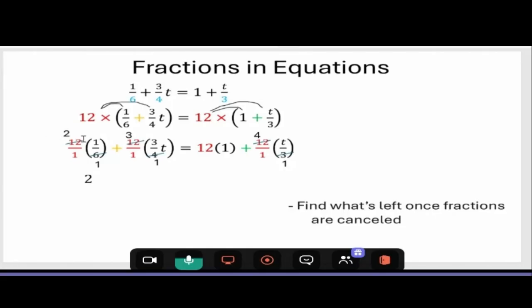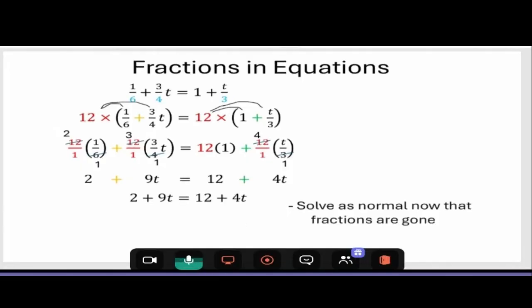Now let's clean up the mess and see what we've got. In the first term, just 2 times 1, and as we expected, all the bottoms are gone. In the second term, all the bottoms are just 1. On the top, 3 times t, that's 9t, equals this one, just 12 times 1 is 12. And then plus, in the last one, 4 times t on the top, and as we purposely did, all the bottoms are 1. There we go. So we have made all the fractions go away, and so now we just take that equation we ended up with, 2 plus 9t equals 12 plus 4t, and we just solve that as normal.